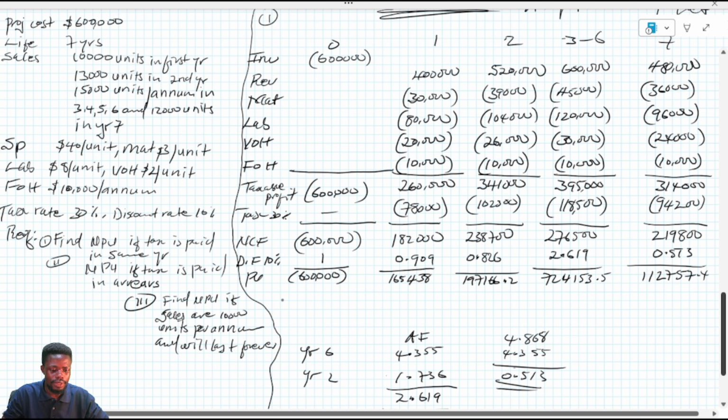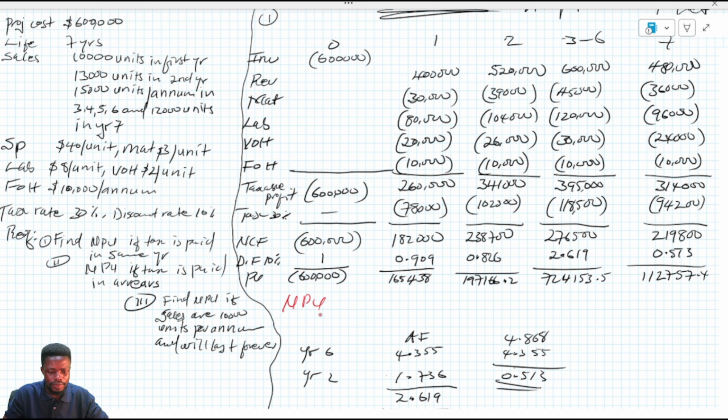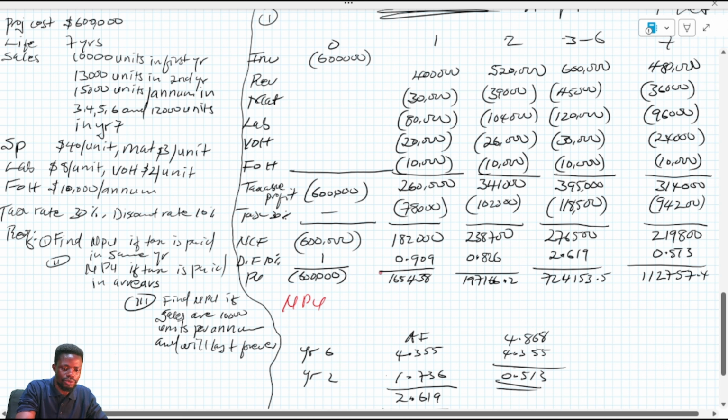So your next step is to get your NPV. You add all of these, add everything, then you subtract the 600 investment. That is what you do.